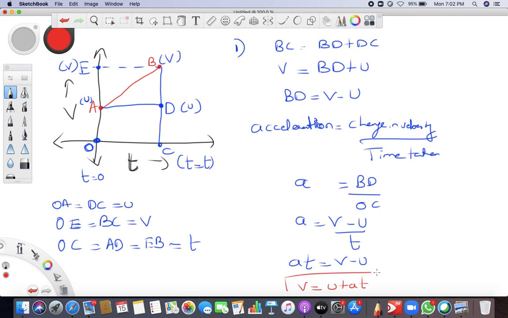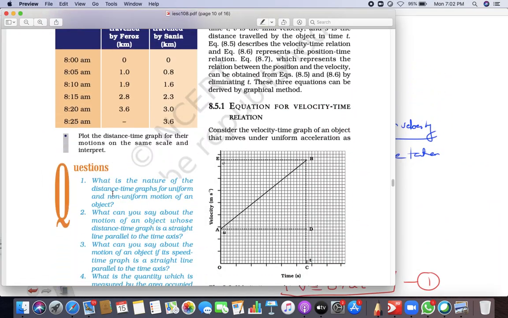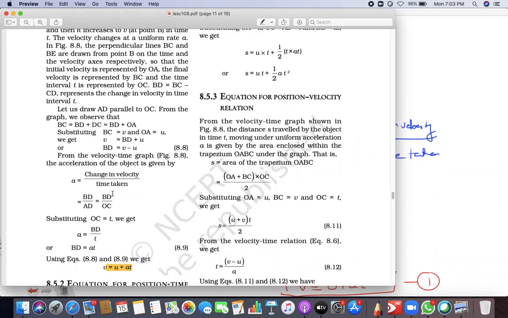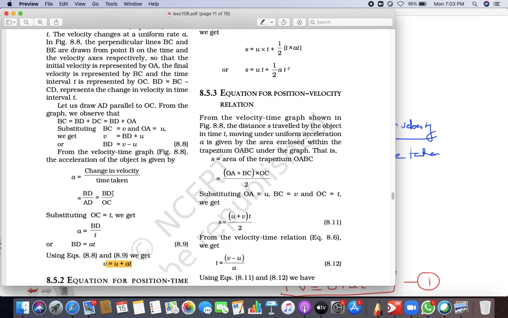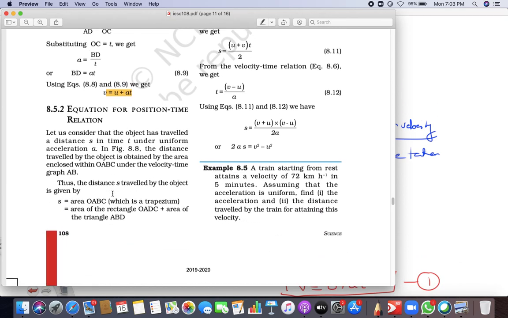So this is the first equation of motion we derived yesterday. Clear? I hope you are getting what I'm trying to say. Now let's see the next equation of motion. Okay, let me show you. In the same way, we derived V is equal to U plus at. Now the second equation of motion, that is quite easy.